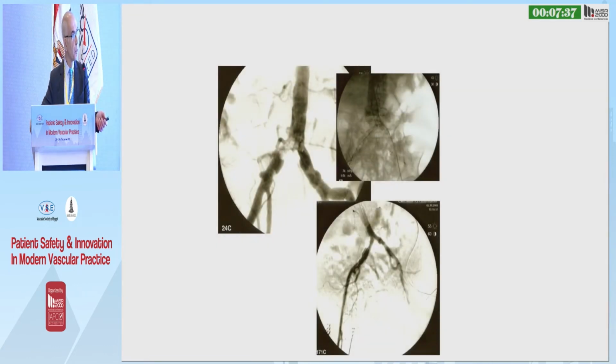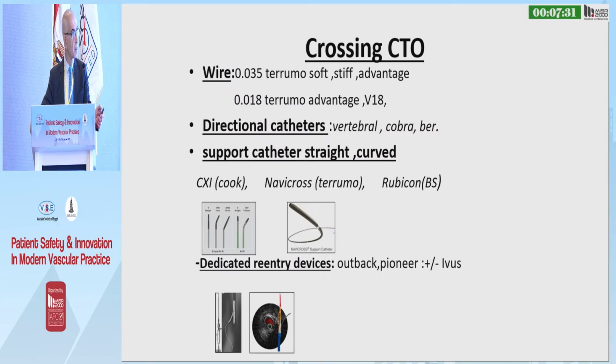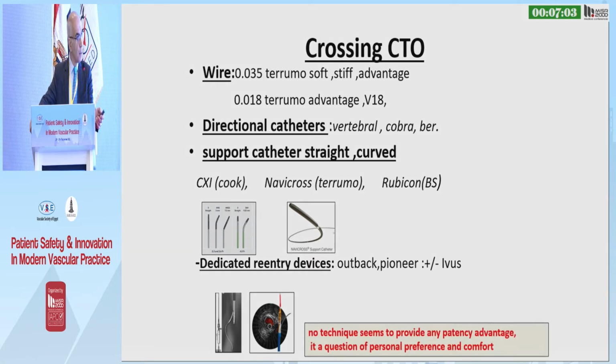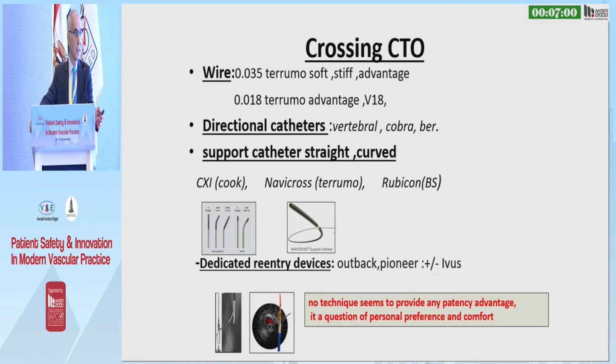This is from Museum, a total occlusion of the common iliac artery treated by crossover and stenting. To cross the lesion, we can use a soft or stiff wire, 035 or 018, assisted by a directional catheter or supported catheter. If failed, it is possible to use a dedicated re-entry device, Outback or Pioneer. No technique seemed to provide any patency advantage. A question of personal preference and comfort.